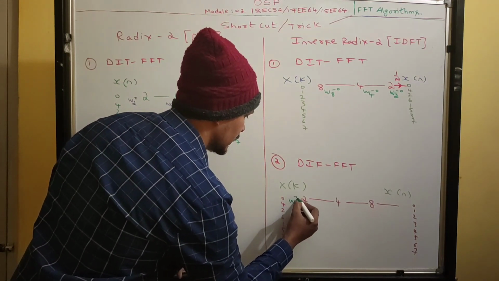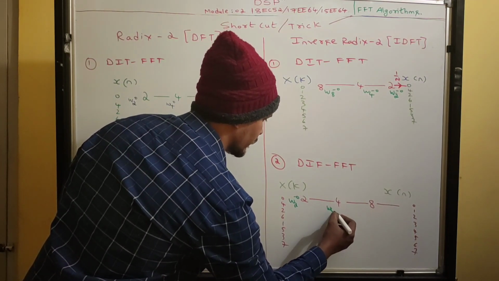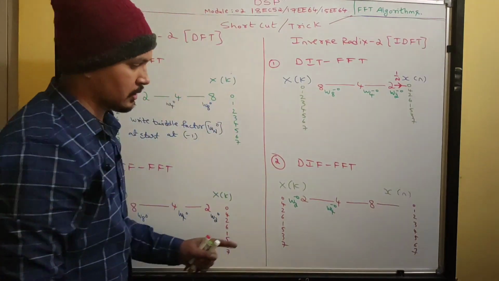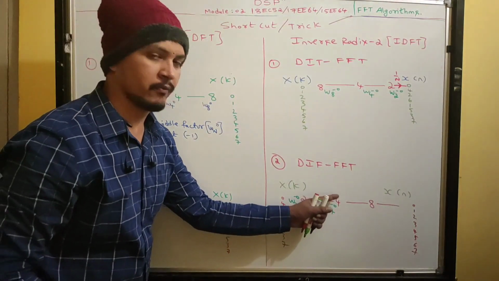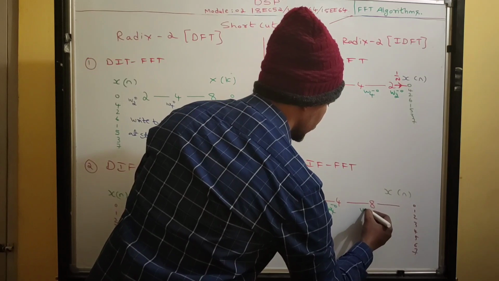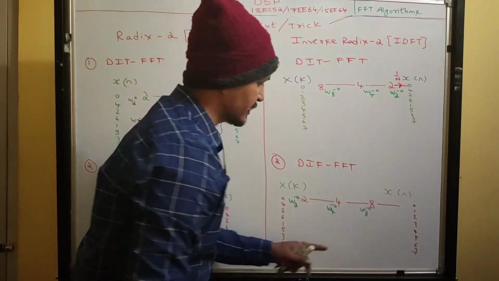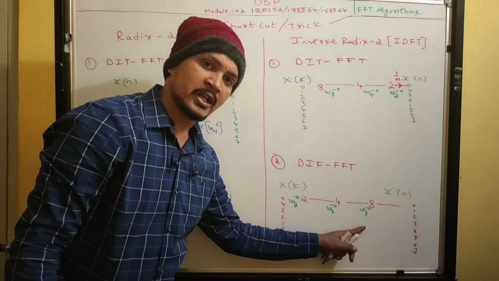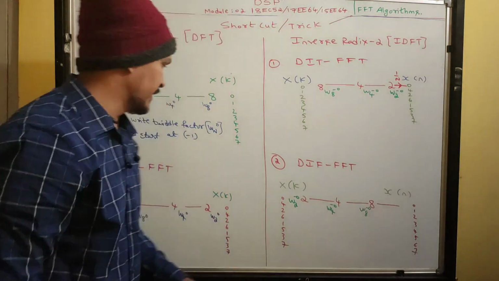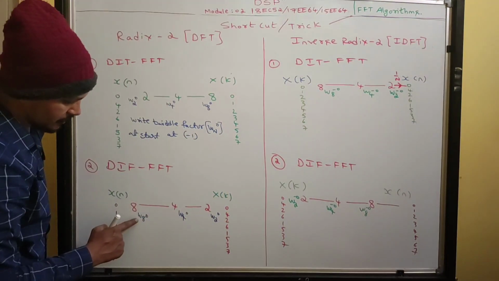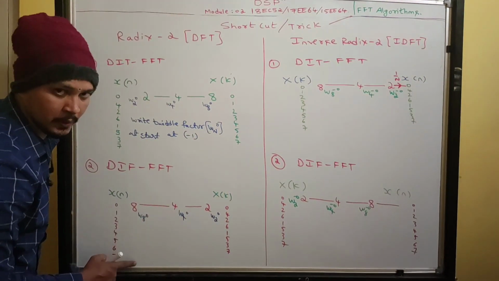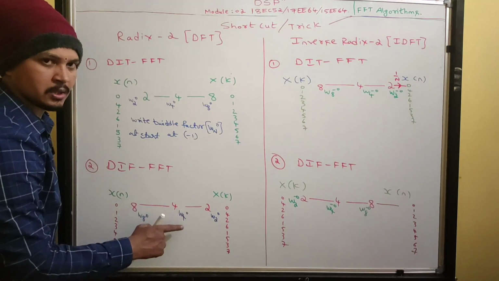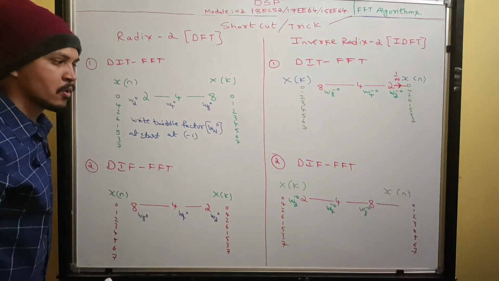Okay. See, for inverse radix-2, write twiddle factors with negative powers. W2 power minus 0, W4 power minus 0, and W8 power minus 0. What is the next one? W8 power minus 1, W8 power minus 2, W8 power minus 3. Okay. What is here? W8 power 0, W8 power 1, W8 power 2, W8 power 3. W4 power 0, and the next is W4 power 1.